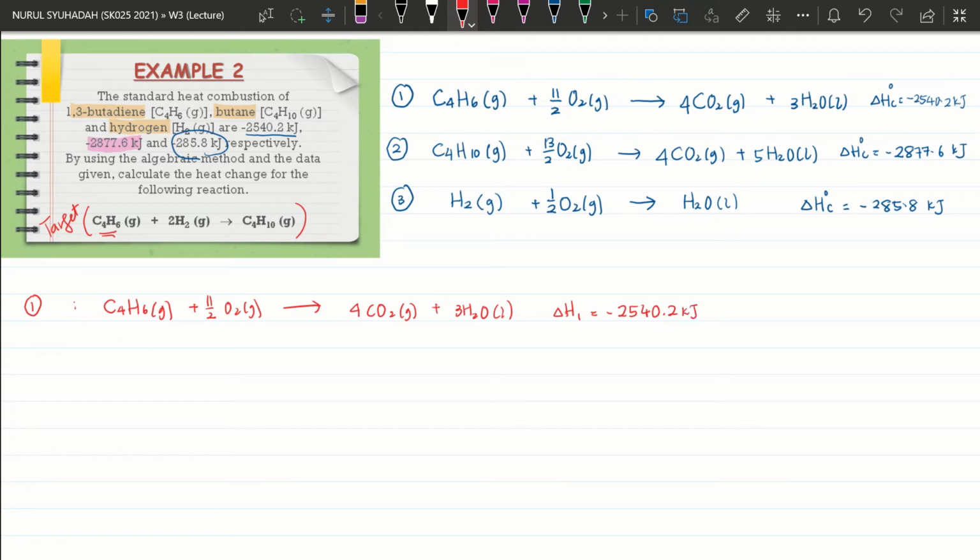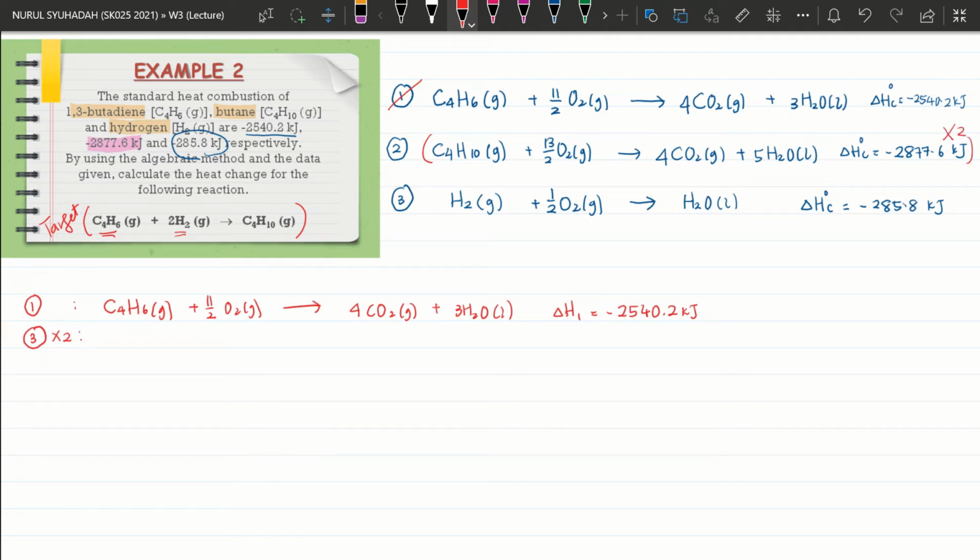Okay, the next one, in the equation I have hydrogen. So hydrogen is in equation 3. What are we going to do with equation 3? If you look here, the hydrogen is on the left hand side, on the reactant side. Then we need 2 moles of hydrogen on the target equation, but the one that we have is 1 mole. So what you need to do is equation 3 times by 2. So the whole equation here, you will times it by 2.